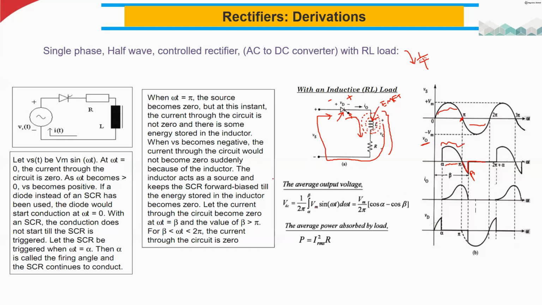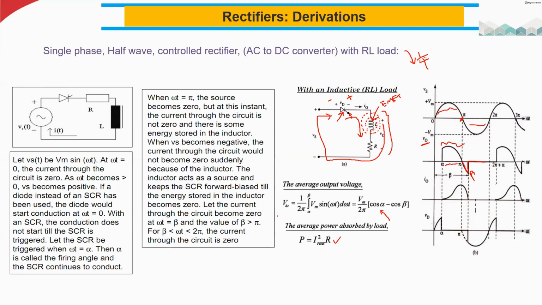I'm not going to derive the formula for this circuit. This is the standard formula. You should remember: 1 divided by 2 pi, integral of alpha to beta. From alpha to beta, we are getting output. That is why we are putting the limit as alpha to beta, and the rest of them are the same. Vm sin omega t, d omega t, and if you simplify and integrate, you will get this formula: Vm divided by 2 pi, cos alpha minus cos beta. And the average power is I square R, so you can apply the value of I square RMS.